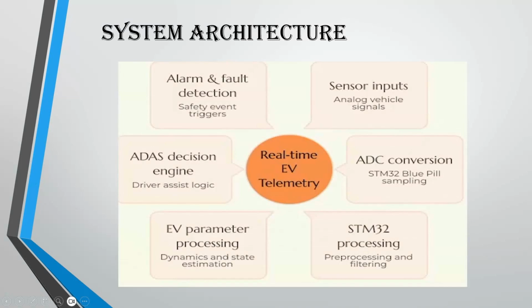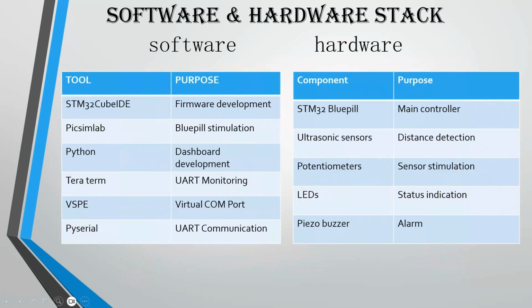And the system architecture. For an electric vehicle to run properly, all six functions should work properly by coordinating with each other: sensor inputs, ADC conversion, system processing, EV parameter processing, the ADAS decision engine, and alarm, fault, and detection. All these things should work at a time and in coordination.